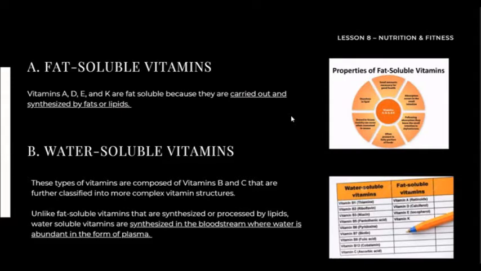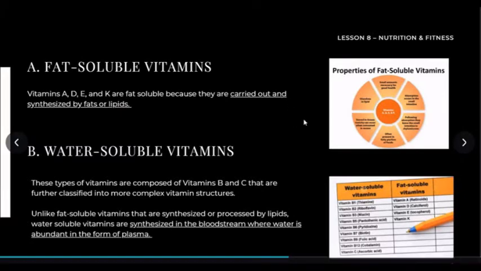Also, we have vitamin K. It is important for blood clotting and tissue repair. So it helps you to recover from any damage in your body. Food sources with vitamin K are green leafy vegetables such as spinach and broccoli.